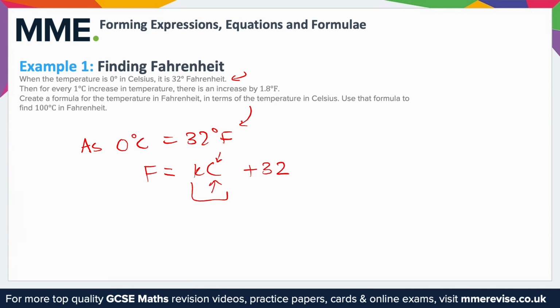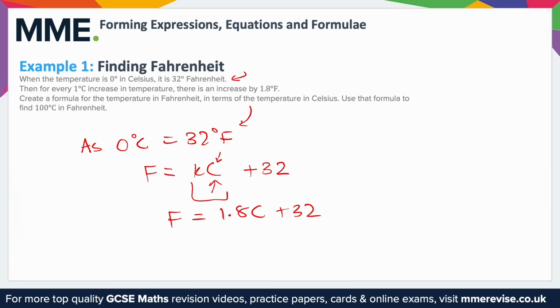Okay? And then for every 1 degree increase in Celsius, that's a 1.8 degree increase in Fahrenheit. So that's sort of like a gradient. As x goes across 1, y goes up 1.8, or something like that. So in this case, we can say F equals 1.8C plus 32, where C is the temperature in Celsius and F is the temperature in Fahrenheit.